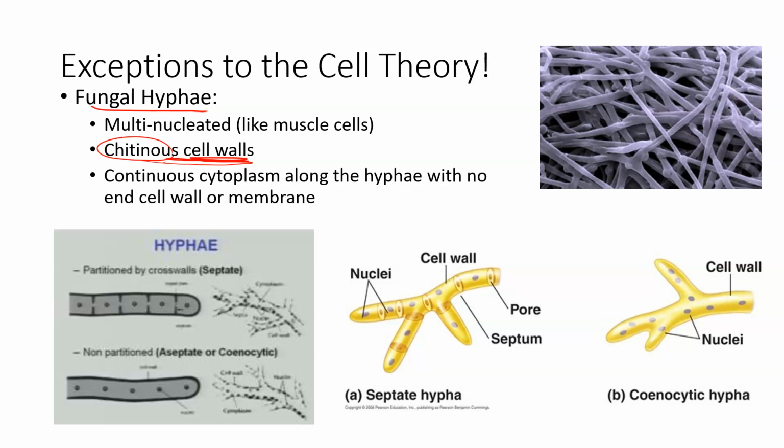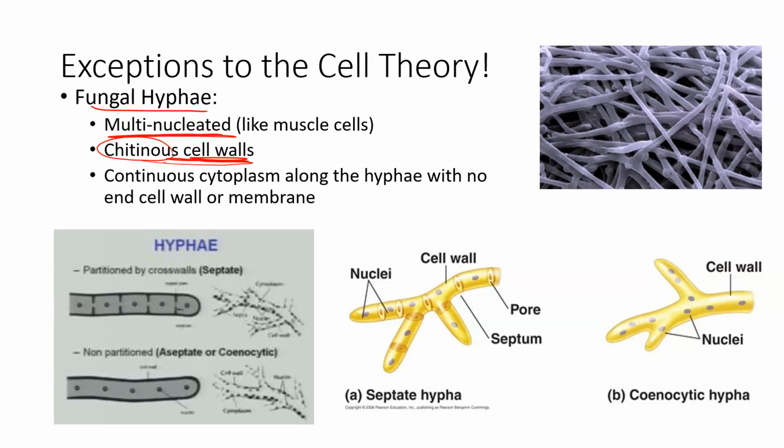But unlike muscle fibers, they also have projections that are partitioned in some instances or non-partitioned in some instances. These partitions help to structure the hyphae from inside. But like muscle fibers, which is again why they are considered an exception, they are multinucleated.